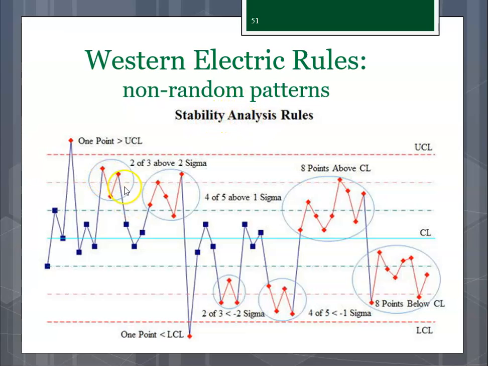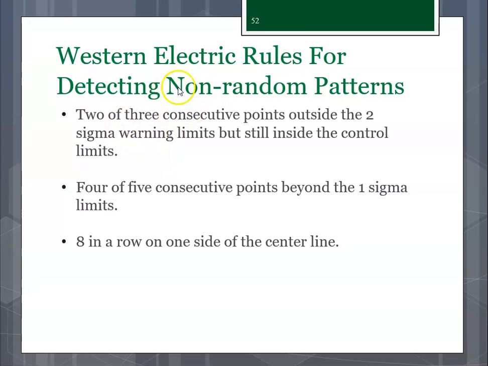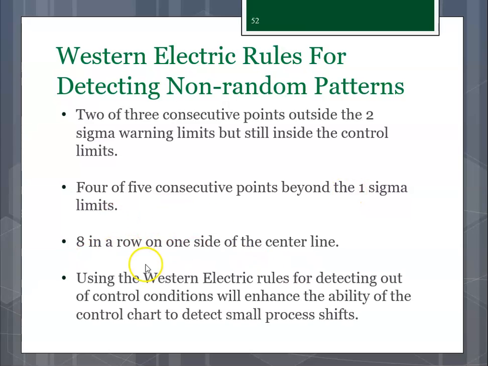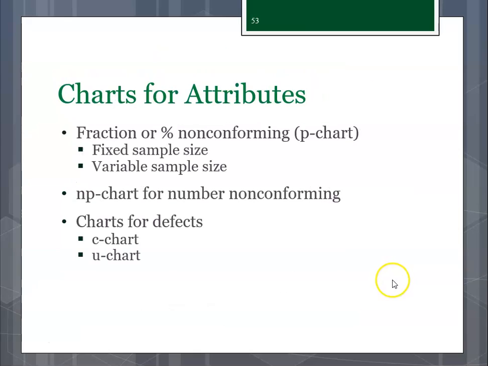So let's look at this. This is everything we've talked about. Stability analysis rules. So 2 or 3 points above 2 sigma, 4 or 5 points above 1 sigma, 2 or 3 less than on the other side here, okay, and then 8 points above the control limit, or 8 points below this, okay, the center line, I'm sorry, CL, center line. So 2 or 3, here's some of their non-random patterns. 2 or 3 consecutive points outside the 2 sigma warning limits, but still inside the control limit. 4 or 5 out beyond the 1, and then 8 in a row on one side of the center line. So if you use the Western Electric rules for detecting out of control, it will enhance your ability to use the control chart to detect small process shifts.